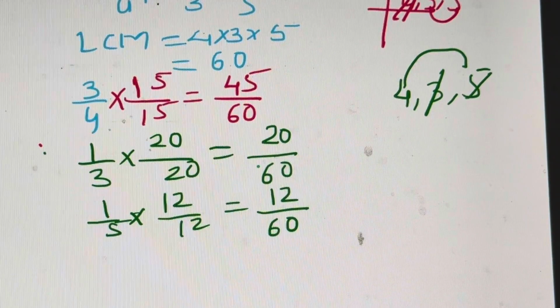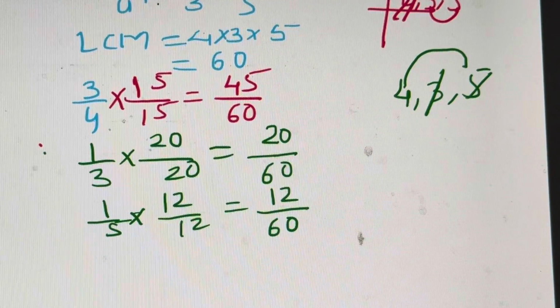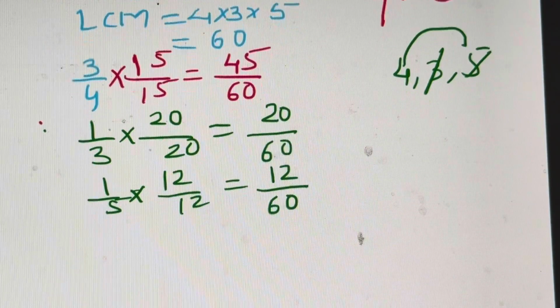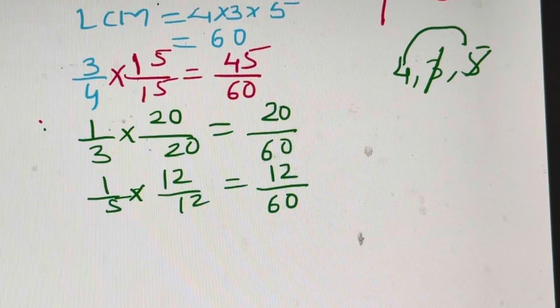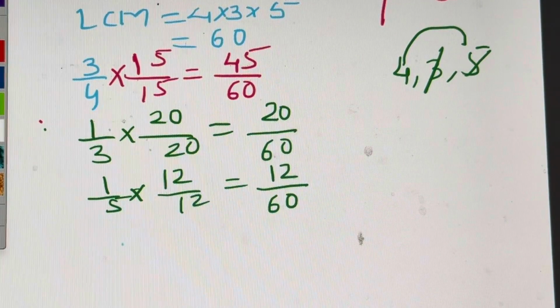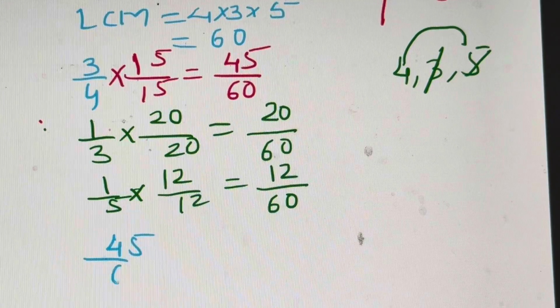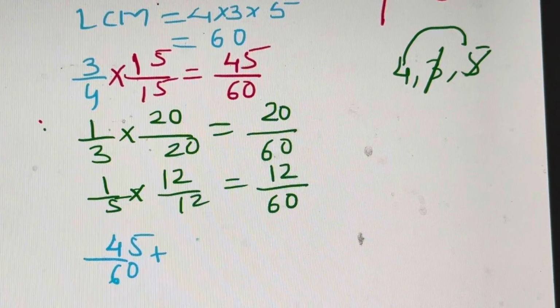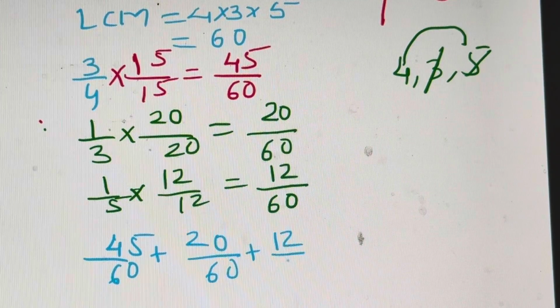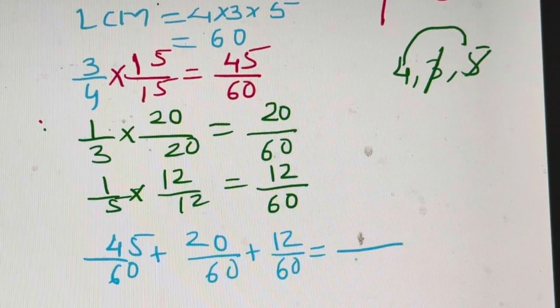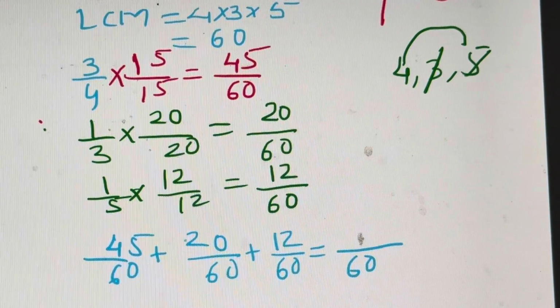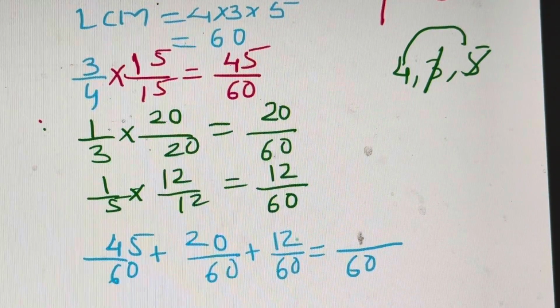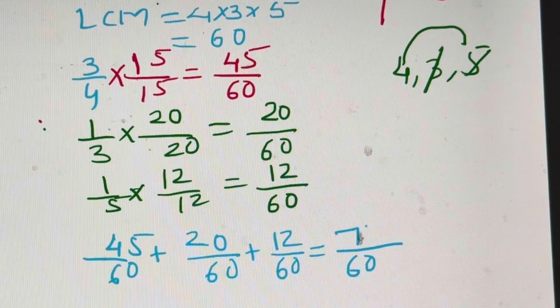Right? Now once you have got all the three equivalent fractions, then you can simply add them. Right? So 45 upon 60 plus 20 upon 60 plus 12 upon 60. Right? Denominator first you write as it is. Then you can add, first we can add 45 plus 20, that is 65. 65 plus 10 is 75. 75 plus 2 is 77.